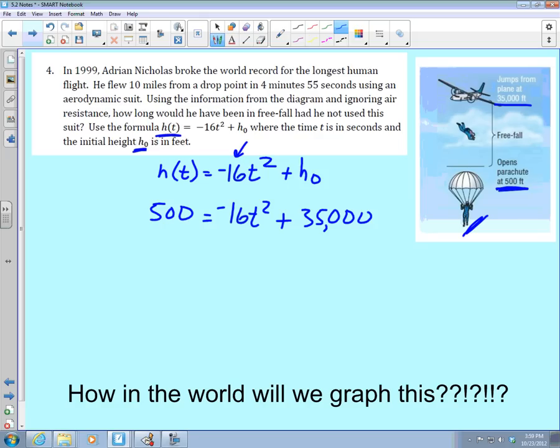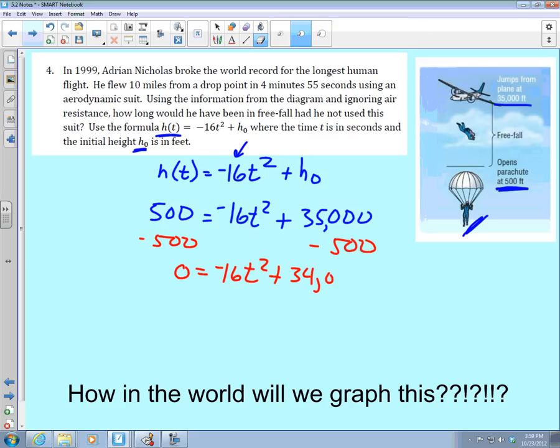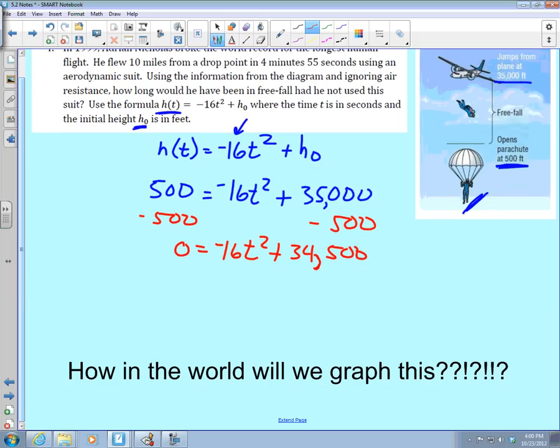So if I want to solve this, first thing I'm going to do is get everything equal to 0. And I get 0 equals negative 16t squared plus 34,500. Well, I want to solve this by graphing. So I'm going to say y equals 0. And now I'm going to graph this. This would not be fun to graph, and I would not suggest graphing this by hand.